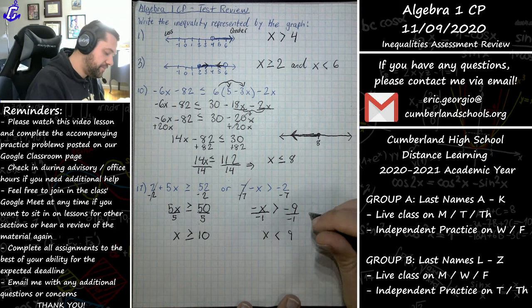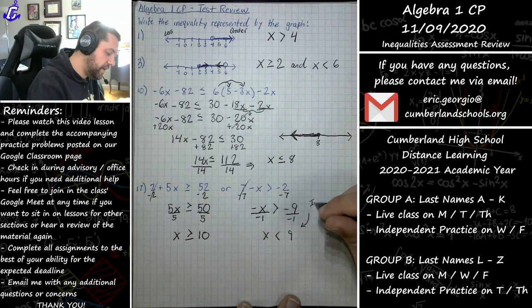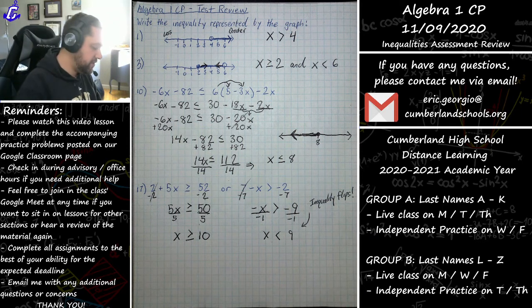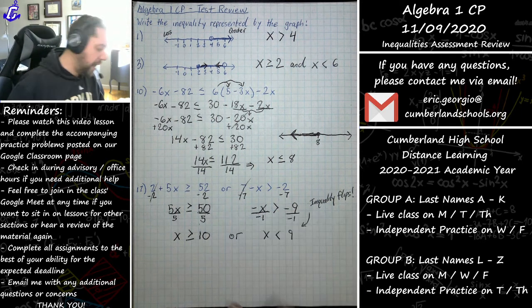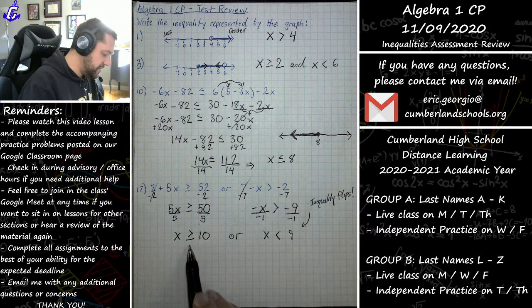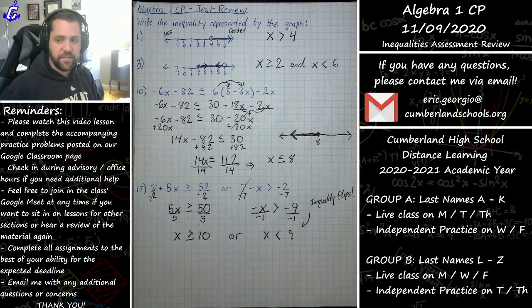positive 9. Notice the inequality flips because we divide by a negative. Only happens when you multiply or divide by a negative, not just all the time. So the values for x that work out in this particular problem are those that are greater than or equal to 10 or less than 9.